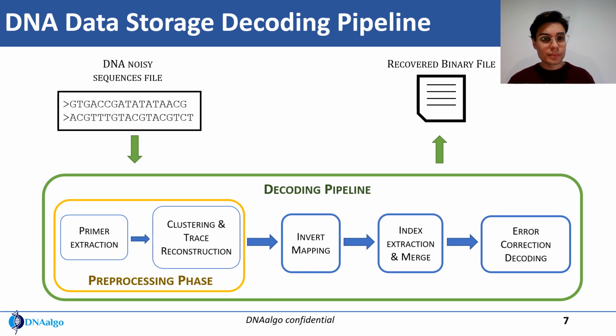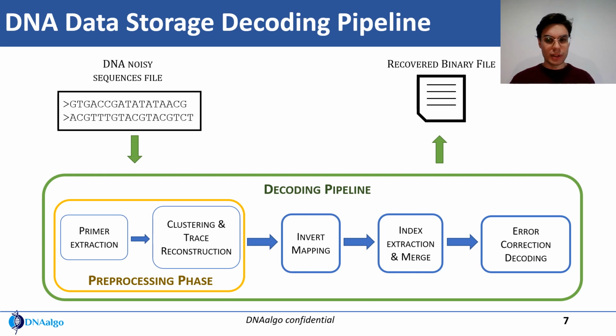And finally, we use our error correction code to decode the information and try to correct some form of corruption that resulted in noisy DNA sequences. If everything went smoothly, you will have a recovered file that is equal to the original file.